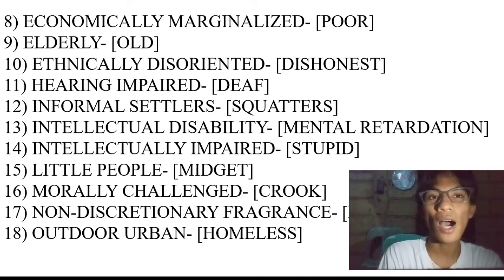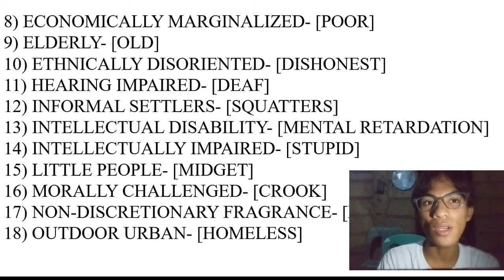18. Outdoor urban instead of homeless. A right term that we can use for those individuals who lack a fixed, regular, and adequate nighttime residence, such as those living in an emergency shelter, is outdoor urban. These terms are the best in referring to them.